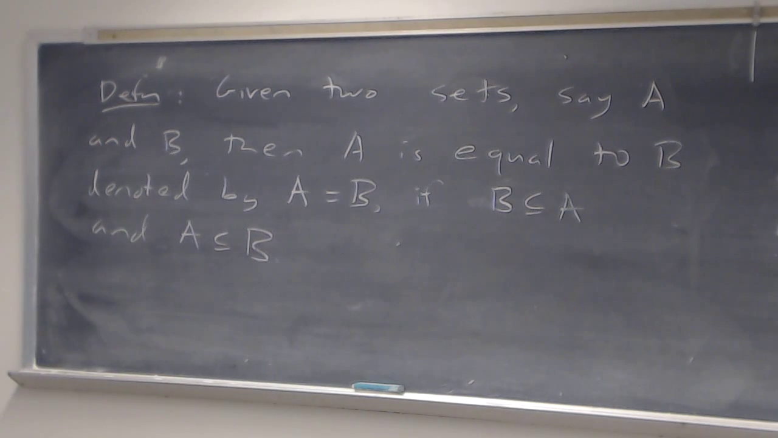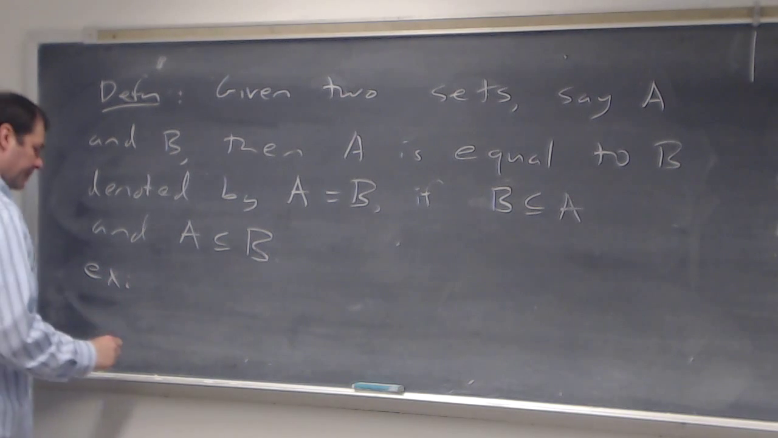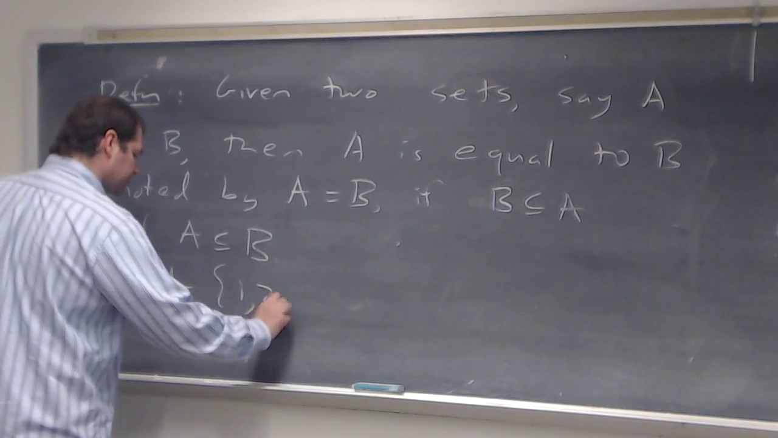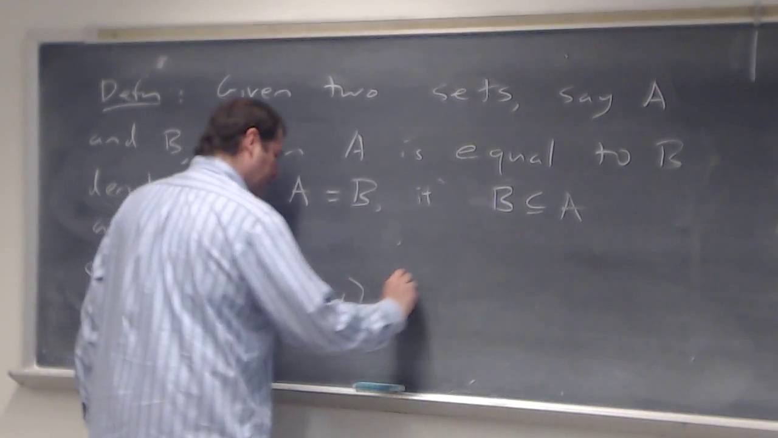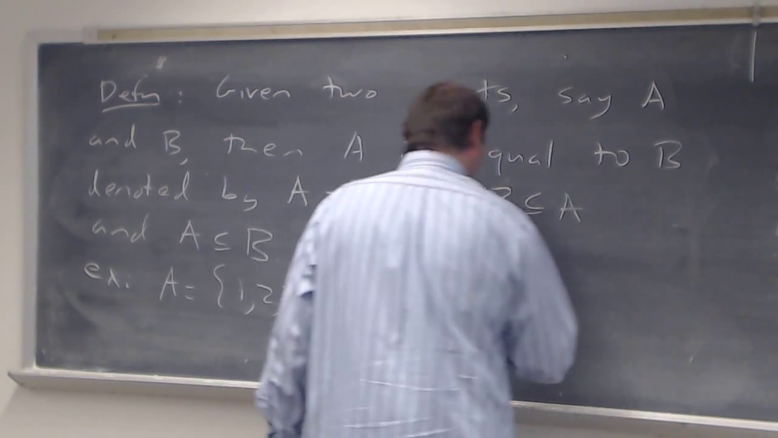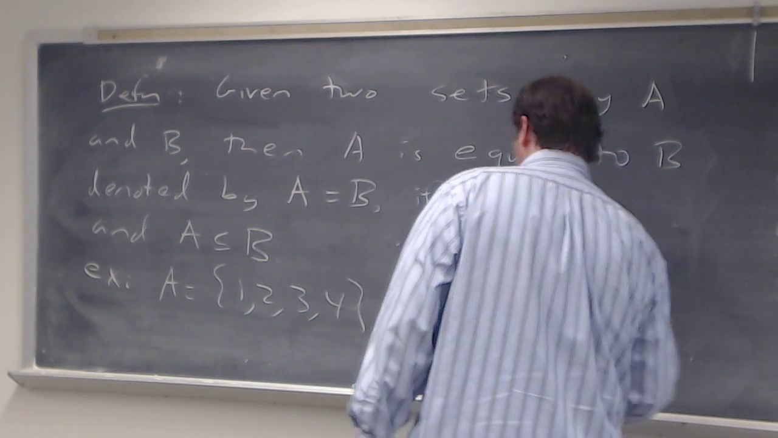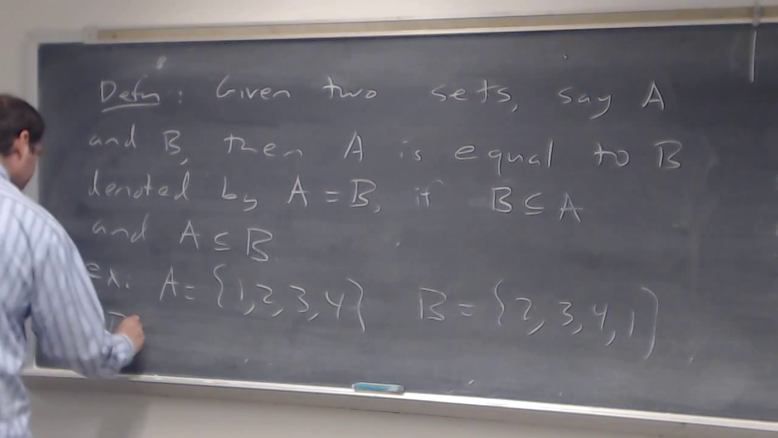Okay? So for A to be equal to B, everything in B has got to be in A, and everything that's in A has got to be in B. That's how they're equal. They contain the exact same elements. So as an example, if I let A be equal to 1, 2, 3, 4, and B be equal to 2, 3, 4, 1, then A equals B.